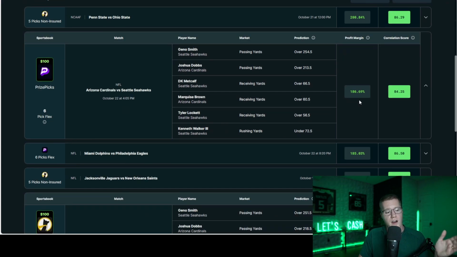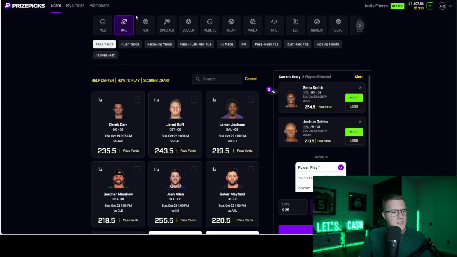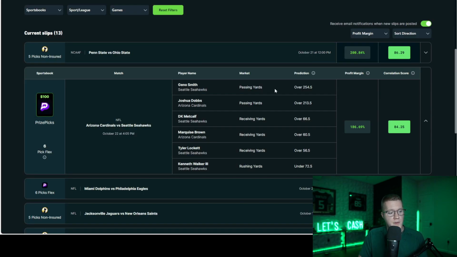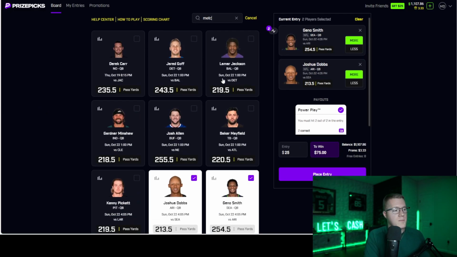There's a profit margin of 186.69% here on the specific slip. Let's talk about why it's so profitable. We talked about the positive correlation with Geno Smith and Joshua Dobbs hitting the over of these passing yards, right? But let's now take it a step further and talk about even more positively correlated players with both of these quarterbacks.